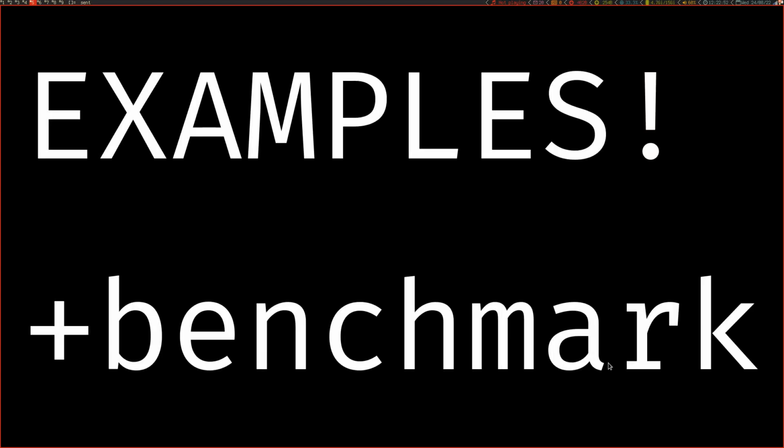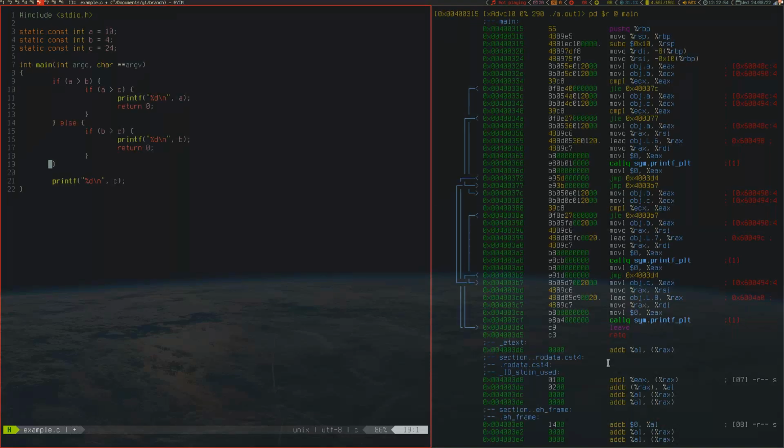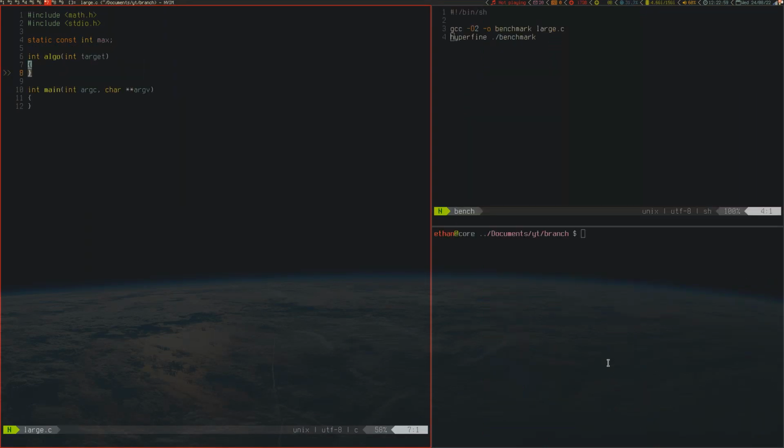So, now let's look at some examples. You might have seen me flipping between these two tabs here. This is the one with the assembly output, and here what we're going to do is write an algorithm, and this is going to be a pretty simple algorithm. What it's going to do is find the remainder of this value divided by 10.